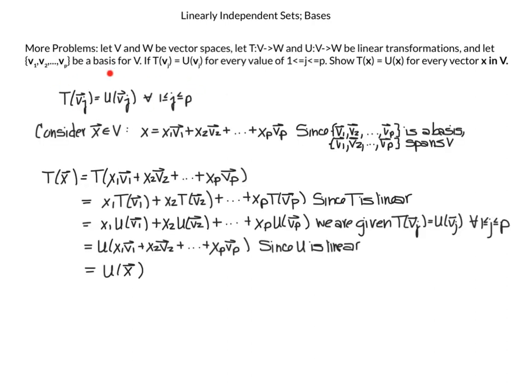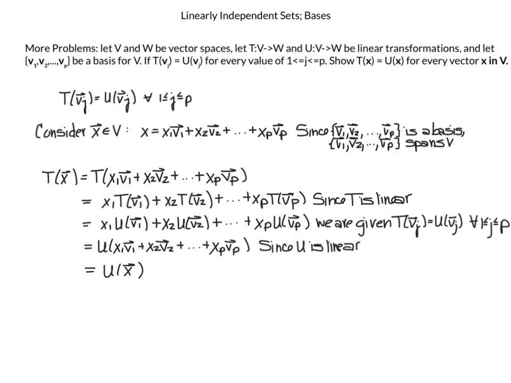So we wrote what we were given. T of Vj is equal to U of Vj for all j between 1 and p. We're going to consider x in V because we want to show that T of x is equal to U of x. So if x is in V, then we know that x is a linear combination of our basis vectors, because v1, v2 up to vp is a basis for V. So x is written as a linear combination, again, since these basis vectors span V.